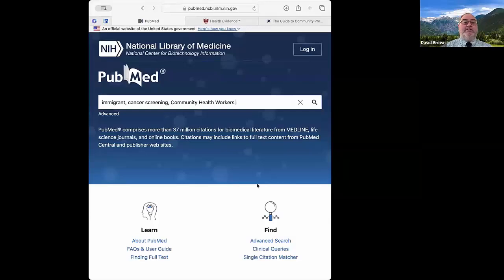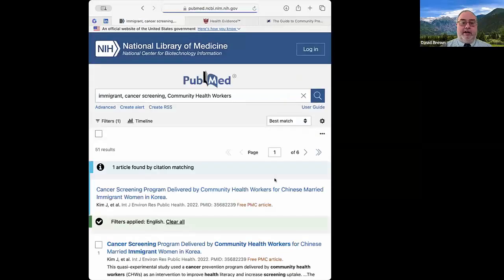So if we're going to use that same idea of immigrant cancer screening community health workers, I'm just going to type in these 3 terms into PubMed. I pre-populated the search here, but I could have just easily typed it in or copied it as we go forward. So if we do this search, we are going to find 51 results.